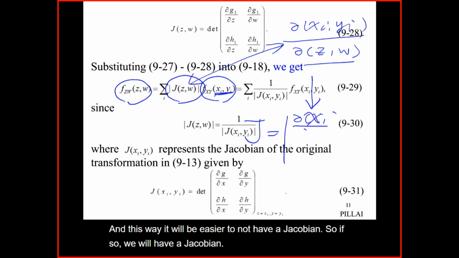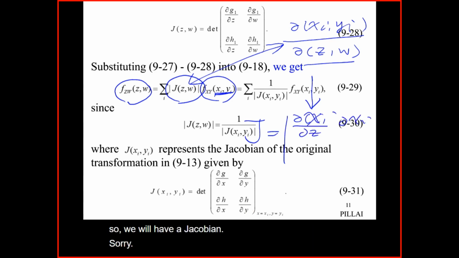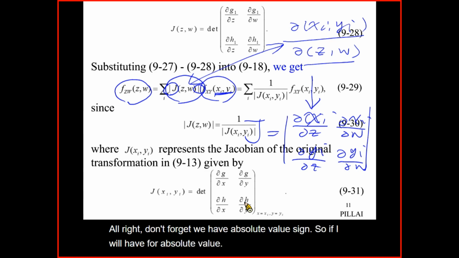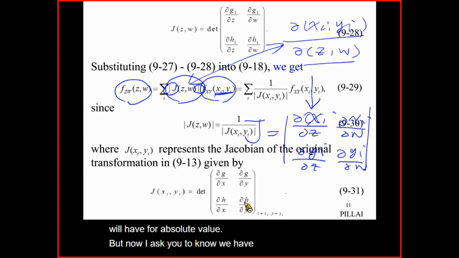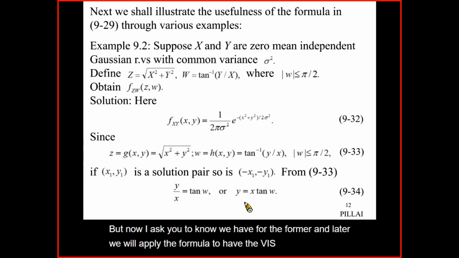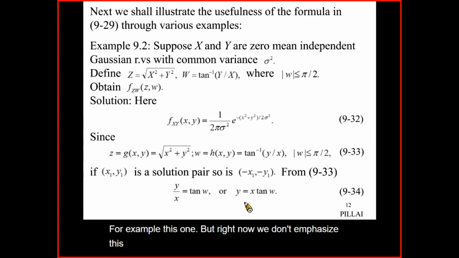Sorry, xi and xi, yi. But don't forget we have an absolute value sign. So finally, we will have an absolute value sign. Well, up to now, I want you to know we have the formula. And later, we will apply the formula to have the variations. For example, this one. But right now, we don't emphasize this one. I jump to the next example.